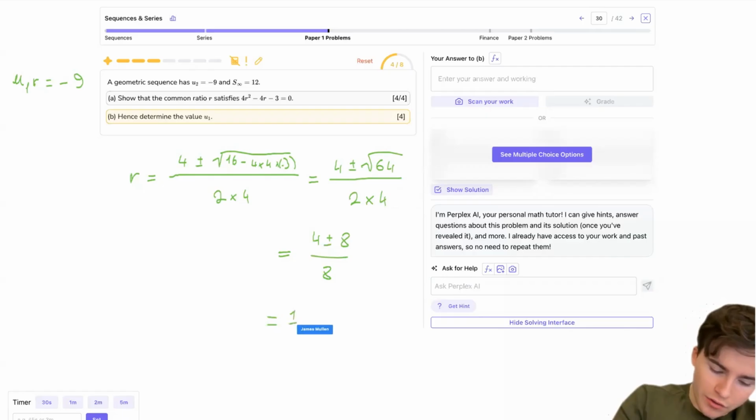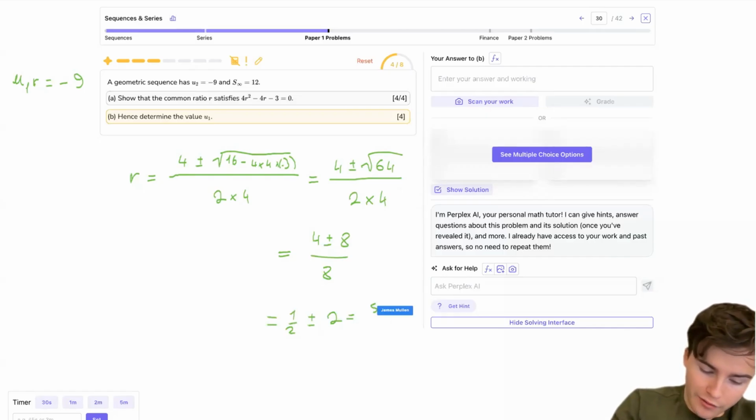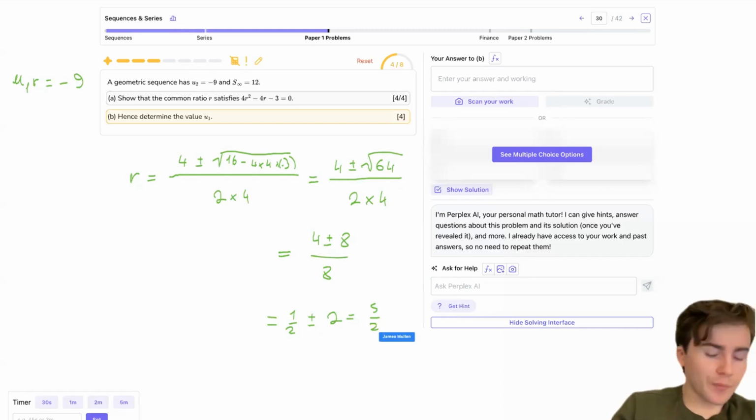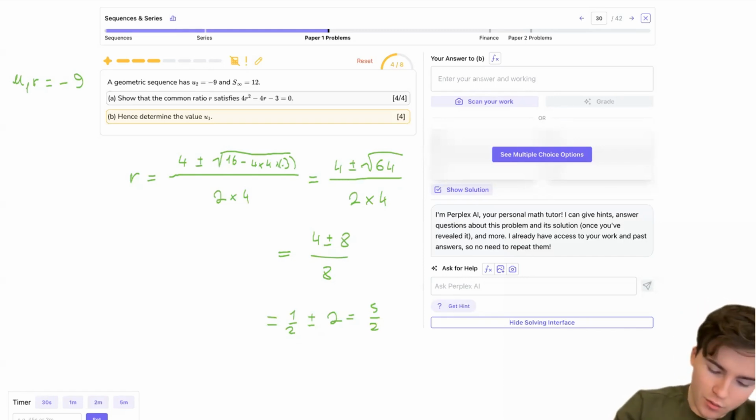So that's 1 over 2 plus or minus 1, and sorry, I don't know why I said plus or minus 2. So that gives me 3 over 2 or minus 1 over 2.